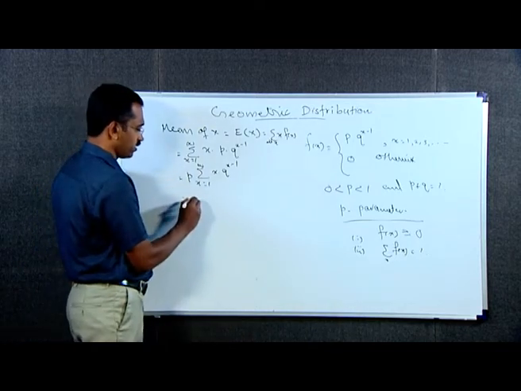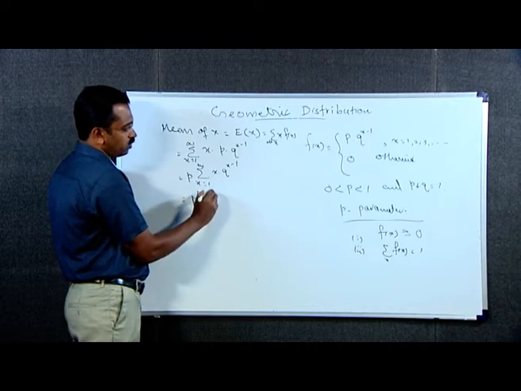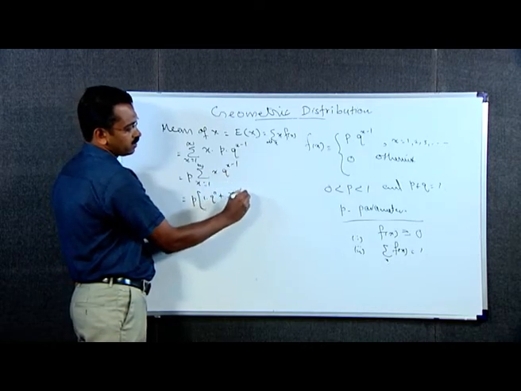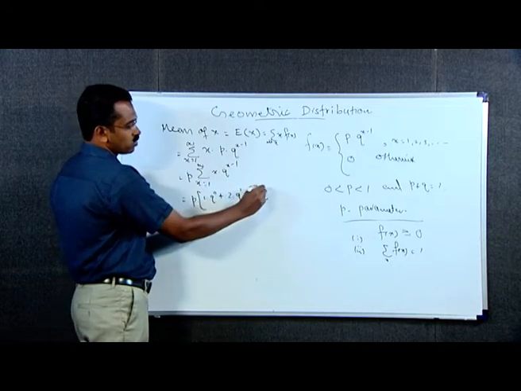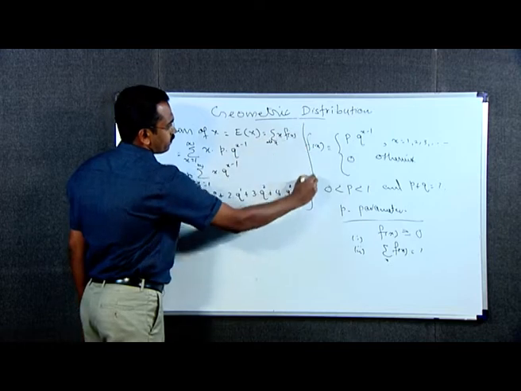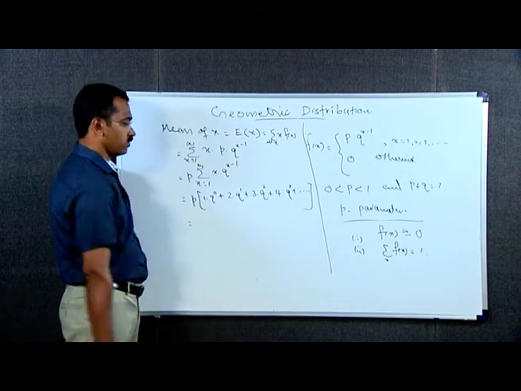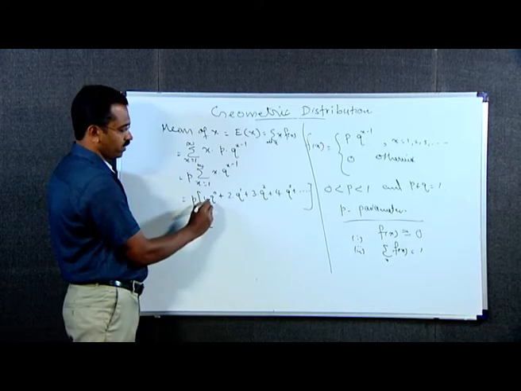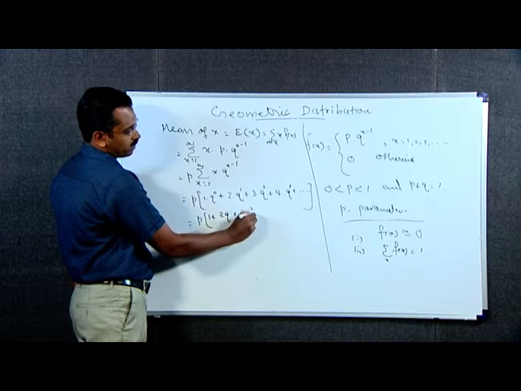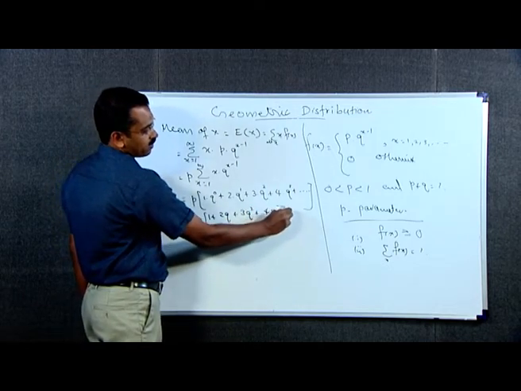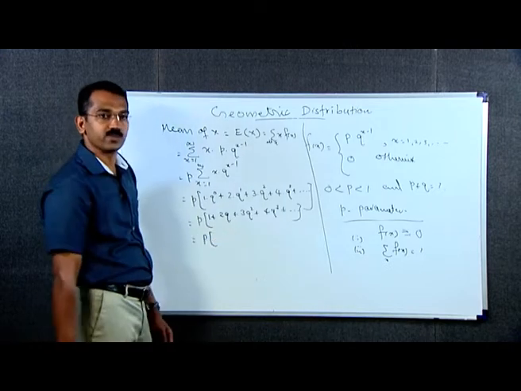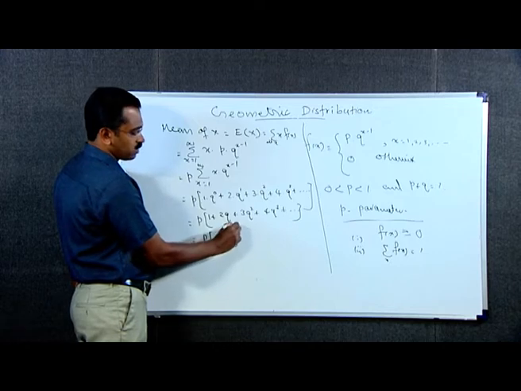On expansion, we get p into 1 into q raised to 0, plus 2 into q raised to 2 minus 1, which is 1, plus 3 into q raised to 3 minus 1, which is 2, plus 4 into q raised to 3, plus etc. This is equal to p into, here q raised to 0 is 1, 1 into 1 is 1, plus 2q plus 3q square plus 4q raised to 3 plus etc., which is equal to p into, this is the binomial expansion of 1 minus q raised to minus 2.